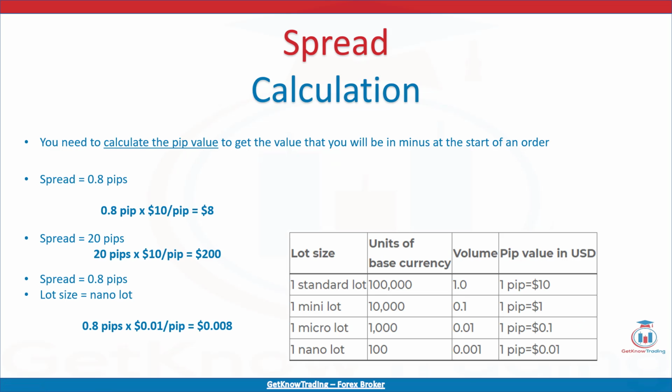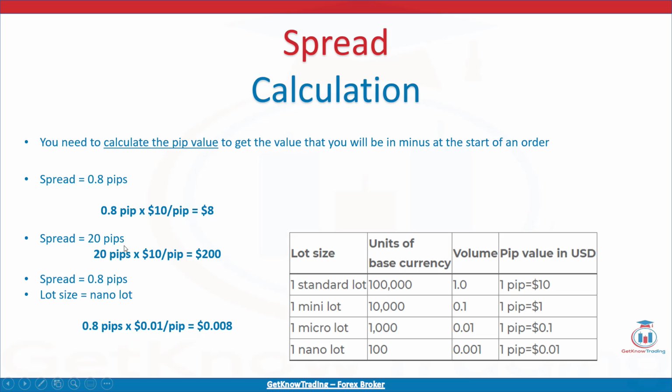How to calculate the spread in Forex to get the information on how much money 0.8 pips is. You need to calculate the pip value to get the amount that you will be in minus at the start of an order. In the table I have listed the lot sizes in Forex. I will use the case of a standard lot size, where 1 pip is equal to $10. For the spread of 0.8 pips, we get 0.8 pips multiplied by $10 per pip equals $8. This means when you open a buy order, you will be in minus for $8, which is not a small amount.